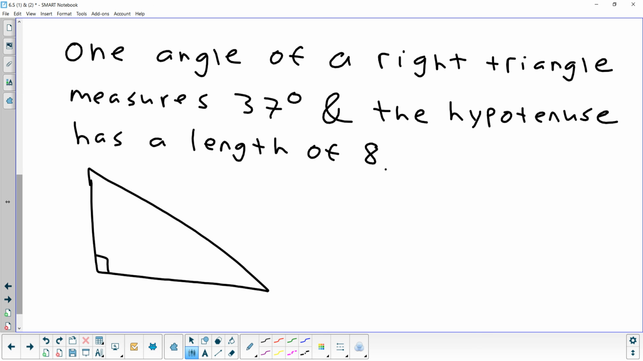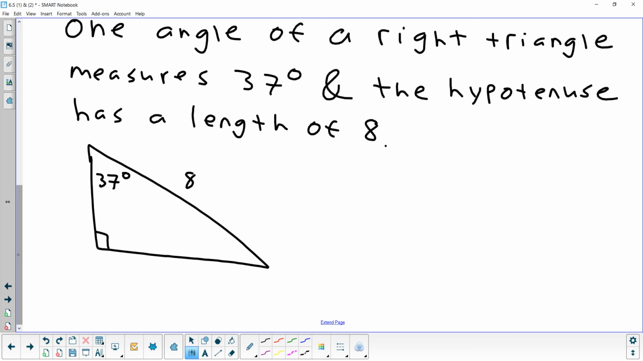So let's put the 37, and I'm going to put it right there. And I'm going to put the 8 here. I really don't have a choice where I put the 8. It says the hypotenuse is 8, so I have to put it there. Now let's give names to all the sides. Let's call this side A, B, C.